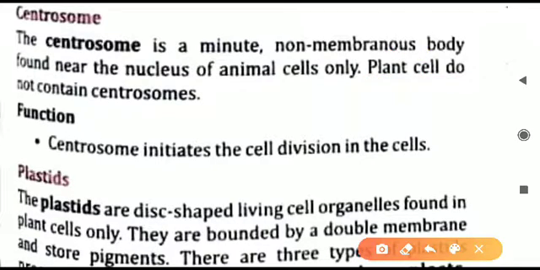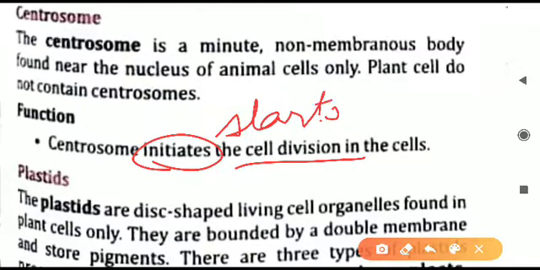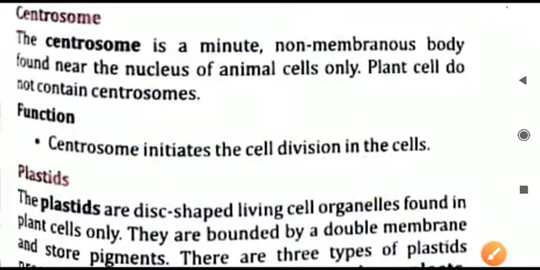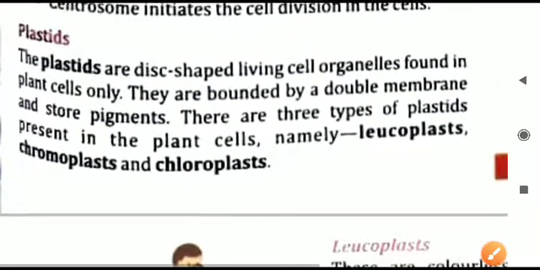What is the function? It initiates cell division. Initiate means starts. So the cell will start to divide. A single cell is there, nucleus in the center. It will divide into two different cells. So that is what we call cell division. The division of a single cell into two, and ultimately a number of cells are formed. This whole process begins from the centrosome only. So this function you will remember, it initiates cell division. The answer will be centrosome.